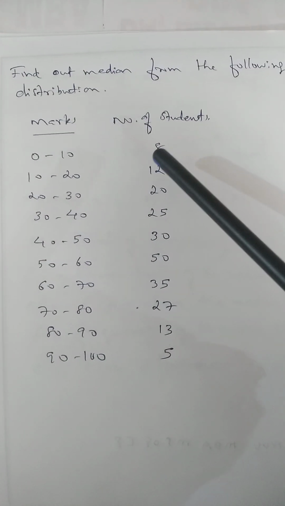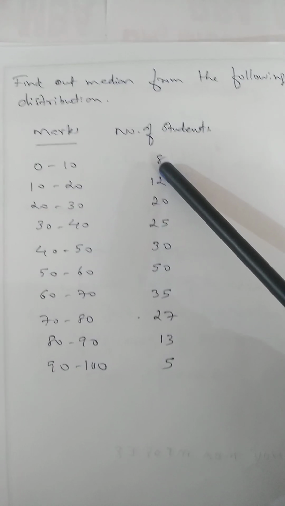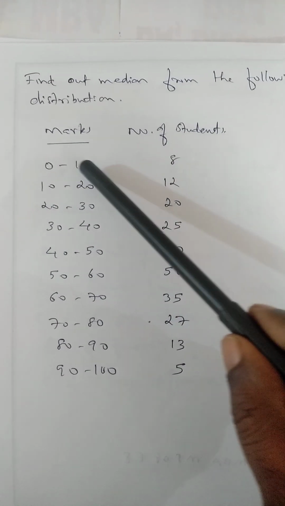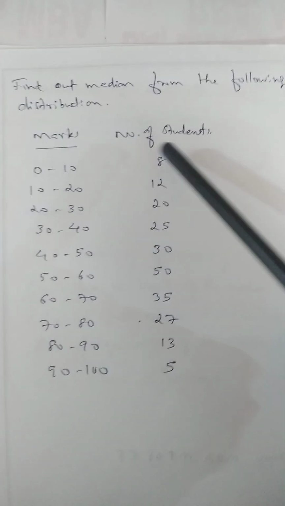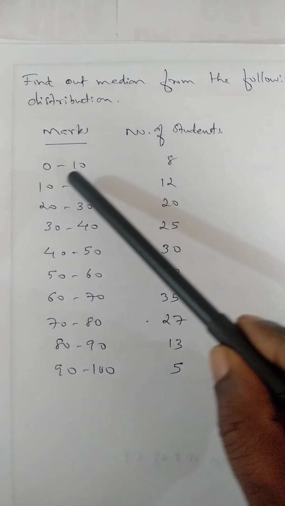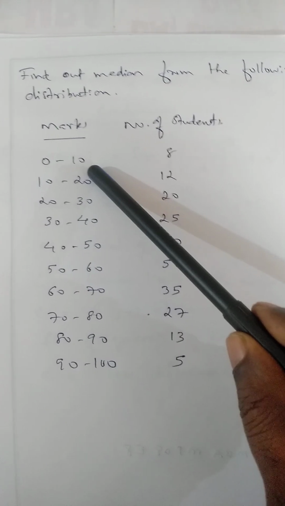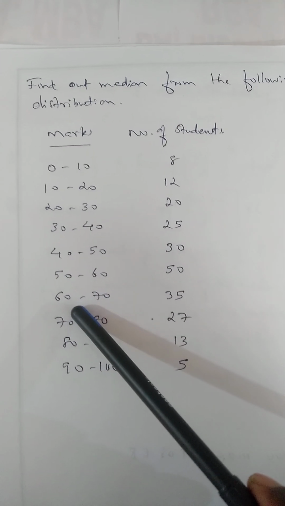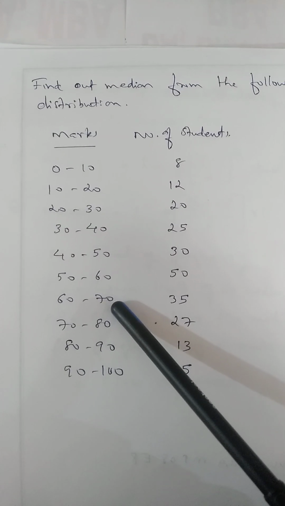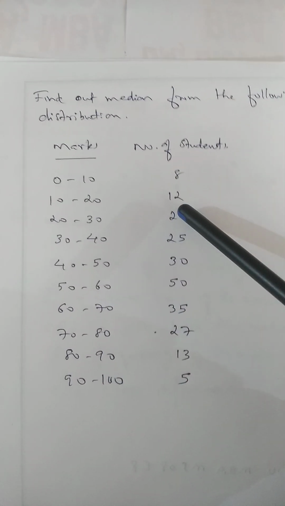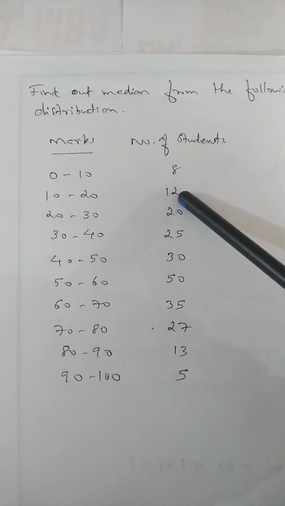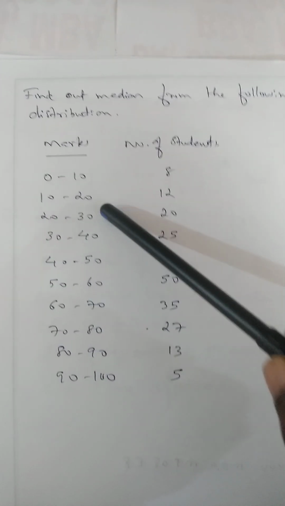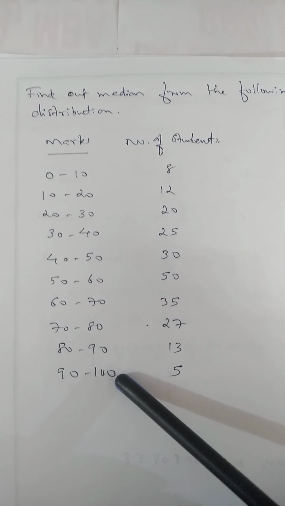It means that 8 students scored marks in between 0 and 10. The data is given related to the marks. Similarly, 35 students scored marks in between 60 and 70. So on the basis of marks scored by the number of students, they are classified into different groups or different classes.